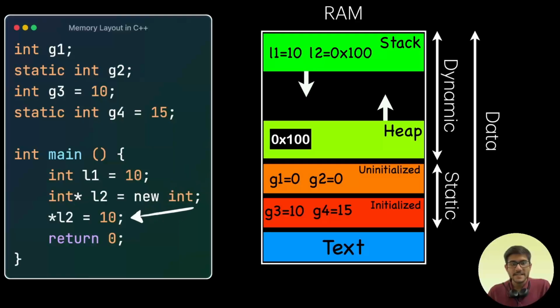Now, when we dereference the value of L2 and we store 10, what we are essentially doing is dereferencing the L2 value and then storing the value. So we are putting the value of 10 in the heap. Since the address of this block is 100, now we have stored the value of 10 inside this block. And that completes the execution of this program.